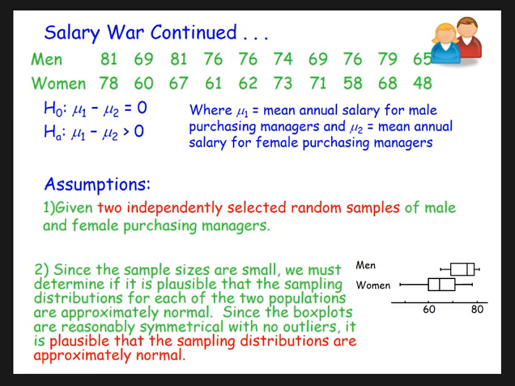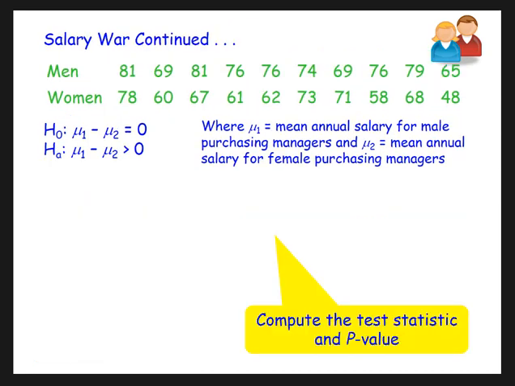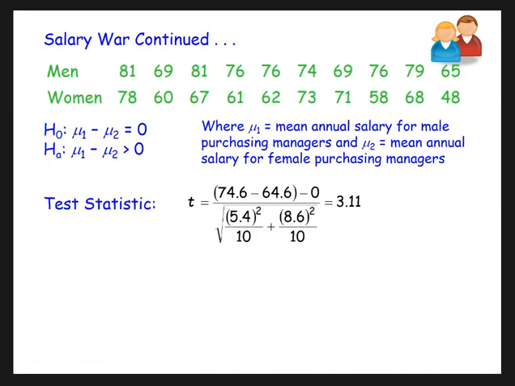And since they are small, we do the little box plots, and from the box plots we can see neither one of them is severely skewed or has any outliers, so they are approximately normal. Now let's compute this test statistic.